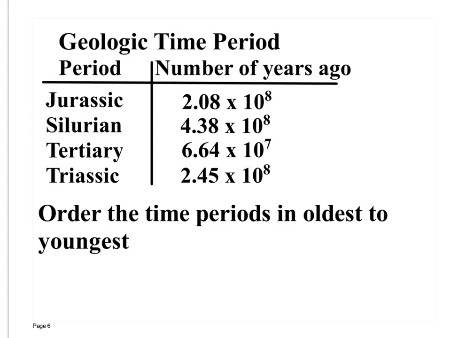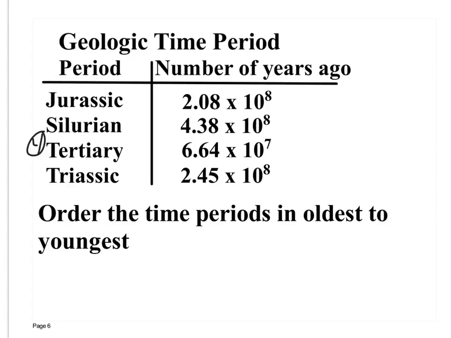The first thing I do when comparing numbers is look at exponents. Since the oldest would be the biggest exponent, Tertiary would be eliminated because it has an exponent of 7, and these have an exponent of 8. So these are going to be much bigger than this. So Tertiary is my youngest. So I can go ahead and write that as 4 because it's the youngest.